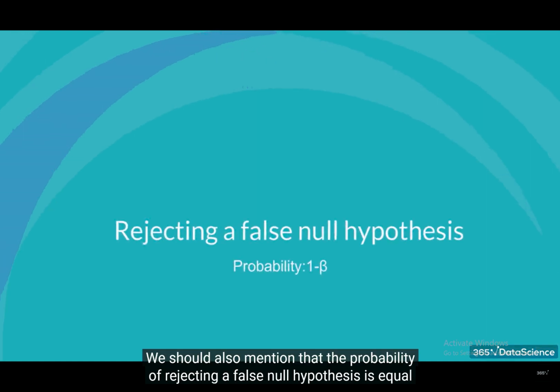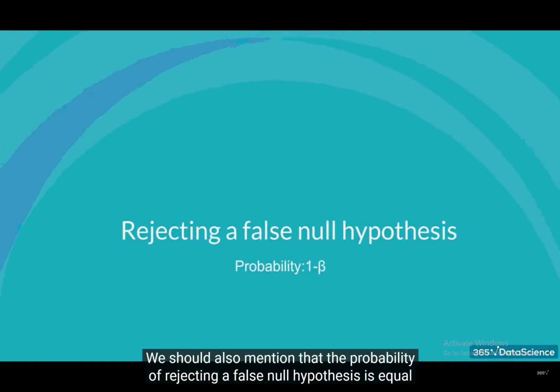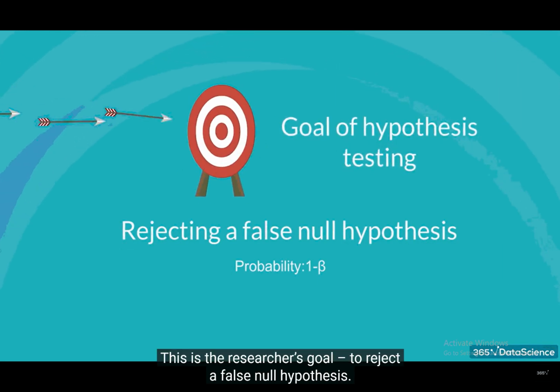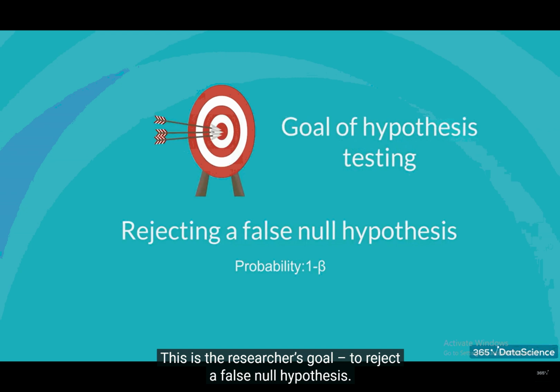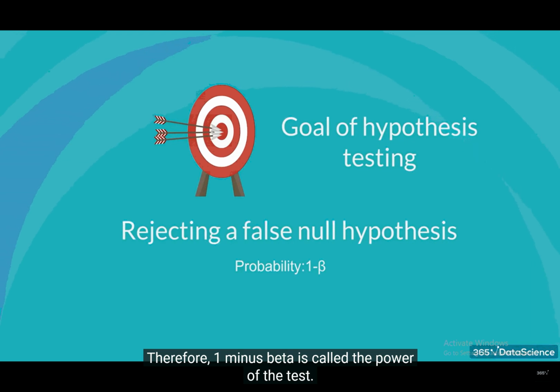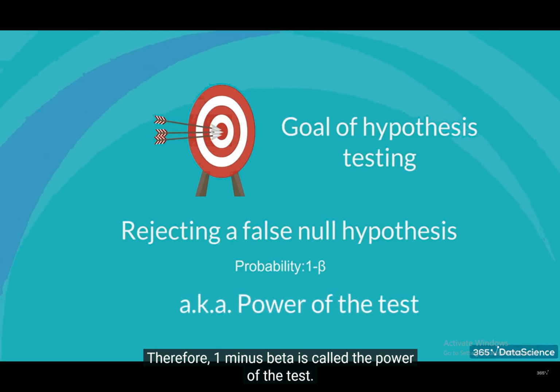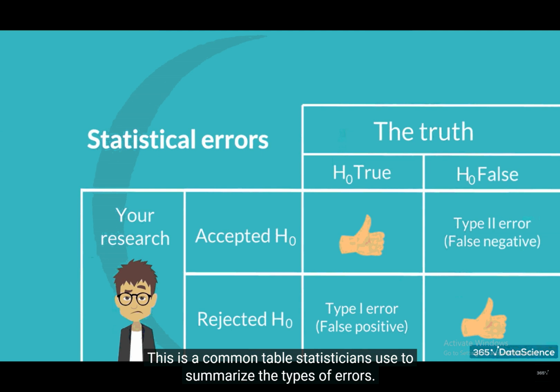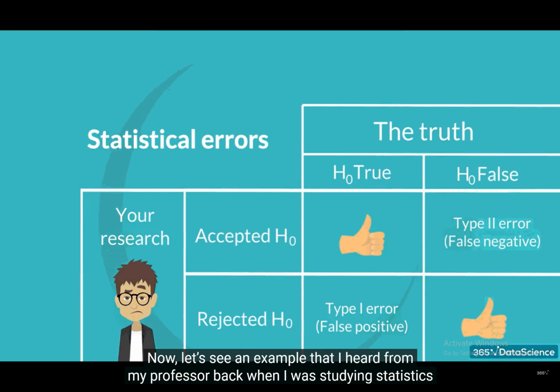We should also mention that the probability of rejecting a false null hypothesis is equal to 1 minus beta. This is the researcher's goal, to reject a false null hypothesis. Therefore, 1 minus beta is called the power of the test. Generally, researchers increase the power of the test by increasing the sample size. This is a common table statisticians use to summarize the types of errors.